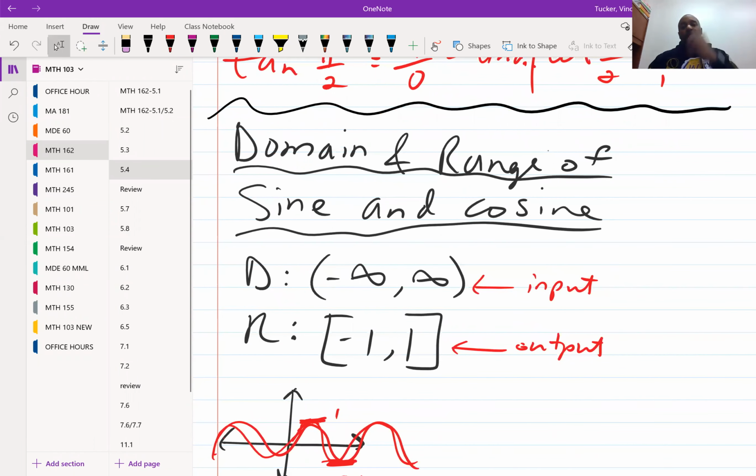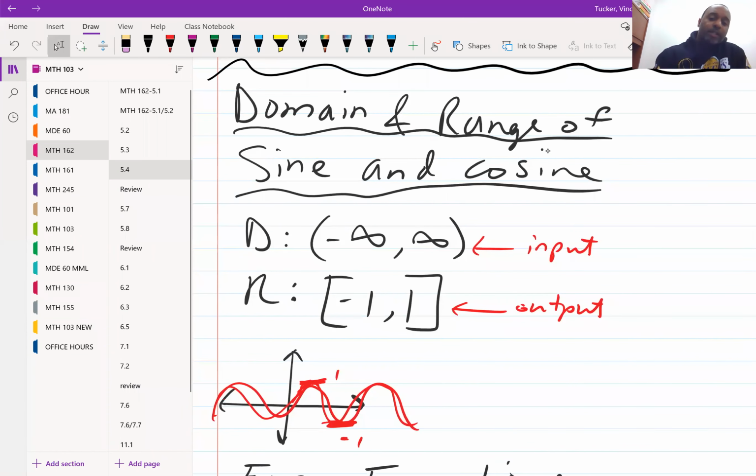All right. So your domain and range of sine and cosine. Your domain is negative infinity to infinity. Range is -1 to 1, inclusive. Remember, the brackets mean inclusive. So we just saw that it is possible for sine to produce 1. So once again, you can plug in anything. That's your input. You can plug in anything to sine and cosine, but your range of what you would get out is from -1 to 1.